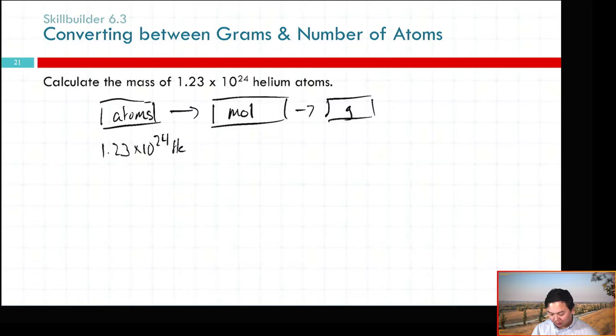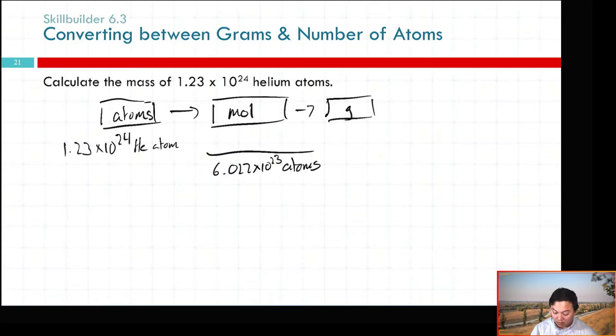Not ATM, because that's atmospheres. Let's slide this over. To go from atoms to moles, it's the same conversion factor every time. We have 6.022 times 10 to the 23 atoms. And hopefully by me saying it over and over, ad nauseum, it'll just burrow itself into your brain. And that'll give us one mole. And then if we look up the atomic mass of helium, it's 4.00 grams per 1 mole helium.